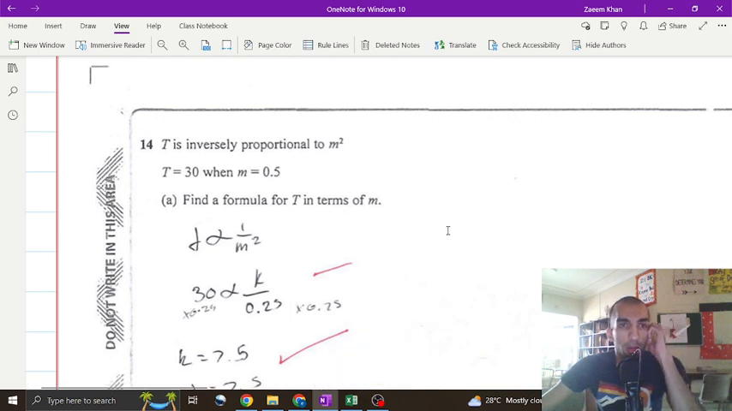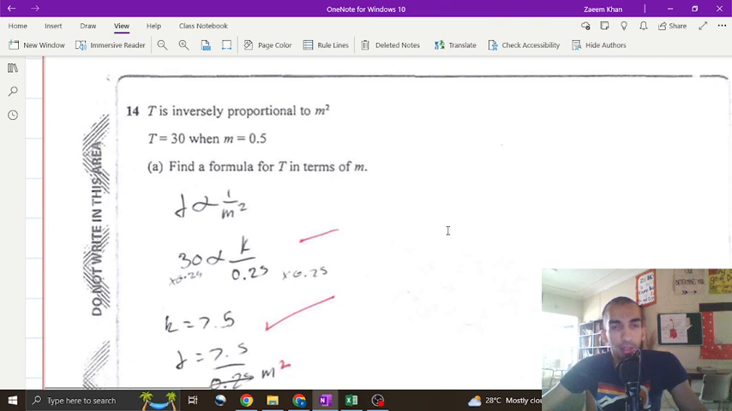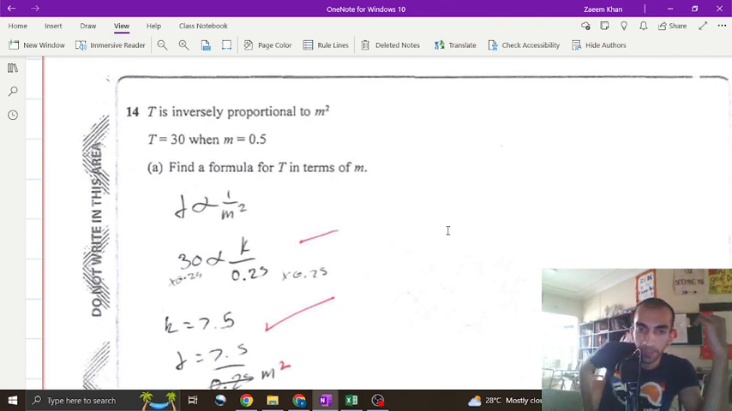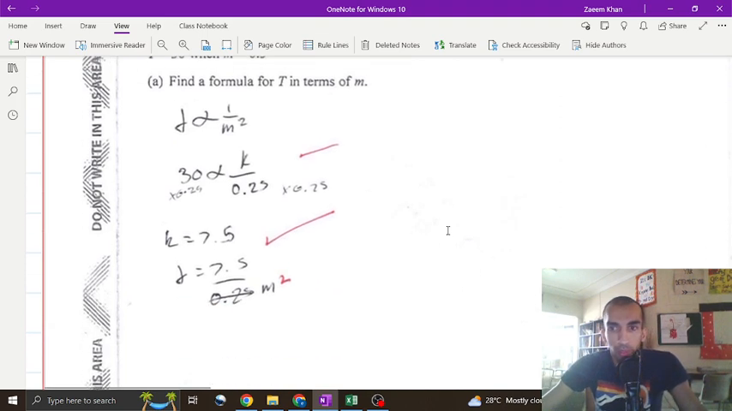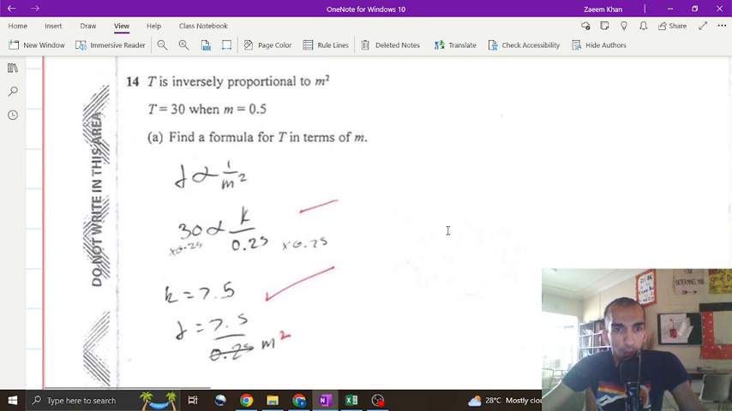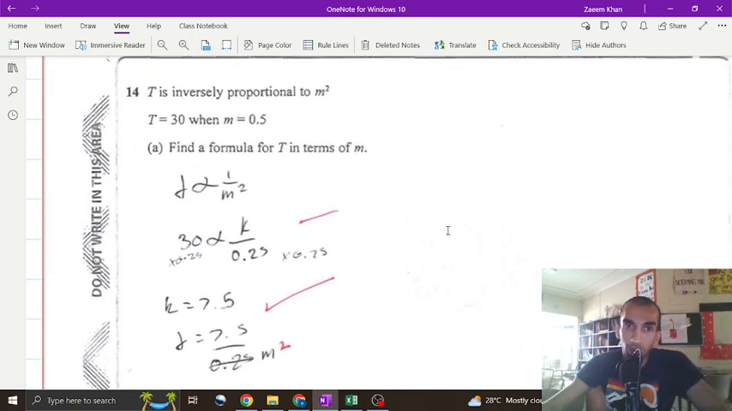Alright. Perfect. It says t is inversely proportional to m square, where t is 30, m is 0.5. Find a formula for t in terms of m. Let's see what you've scored over here. You've gotten a 2 out of 3. That's good enough. You probably made a mistake in writing the proper variable.